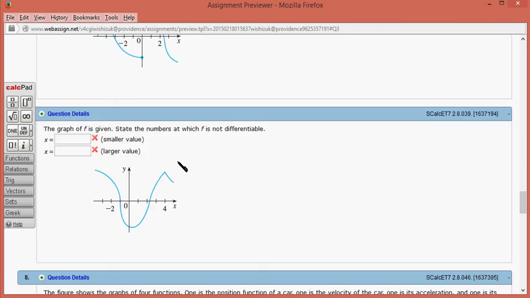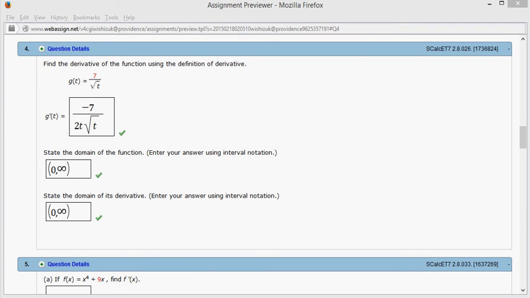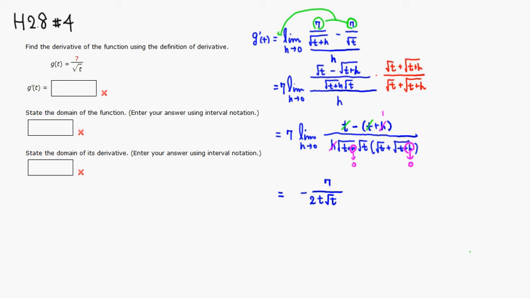Alright, so let's double check. Submit for testing. It came back and looks like we got all these correctly. That's it. I hope that this was clear.